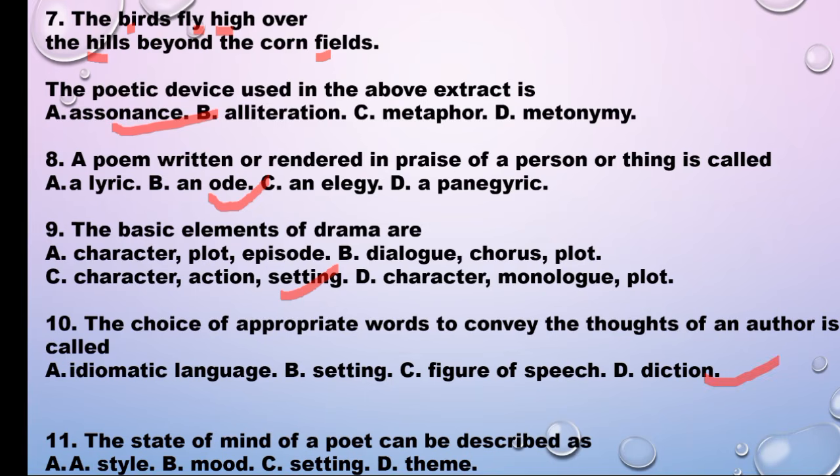Then the state of mind of a poet can be described as style, mode, setting, theme. When I'm talking about state of mind here, that is the condition of the mind. That means that when you are reading that poem, you also feel the same way that this particular poet felt whilst writing the poem. And our right answer is mood.